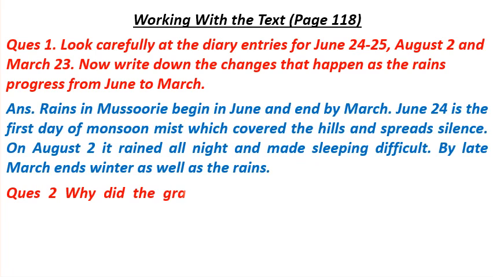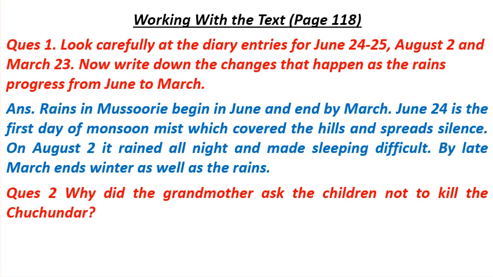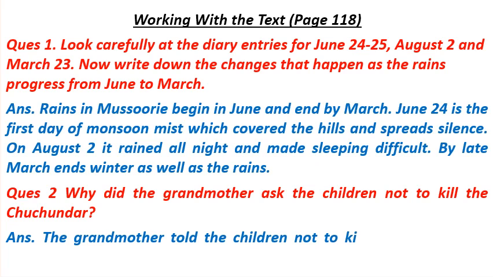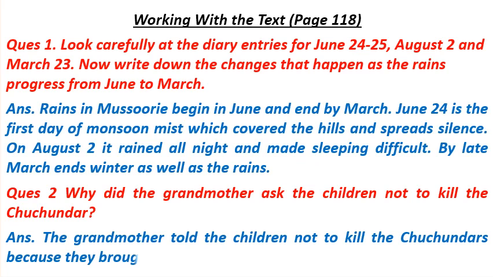Question number 2 is, why did the grandmother ask the children not to kill the chuchundar? The answer of the question is, the grandmother told the children not to kill the chuchundars because they brought good luck, means prosperity and money.